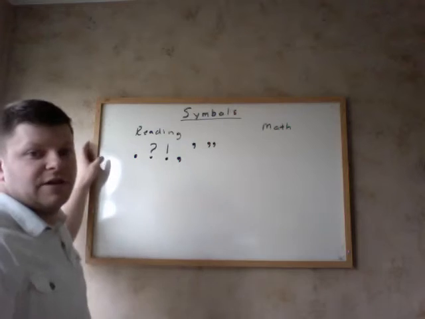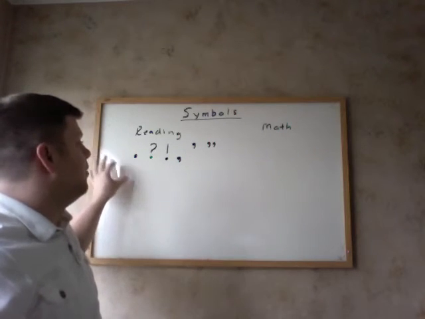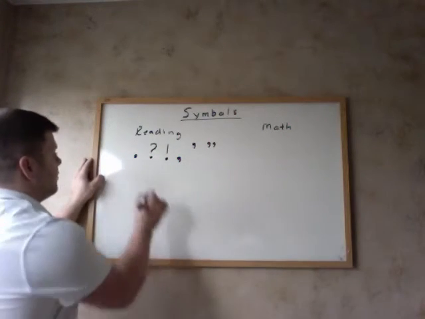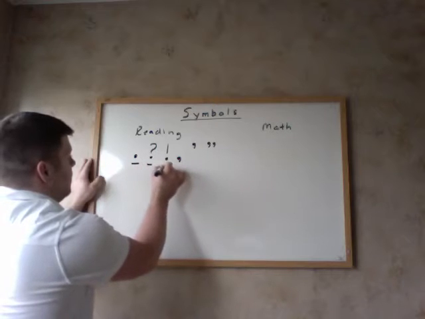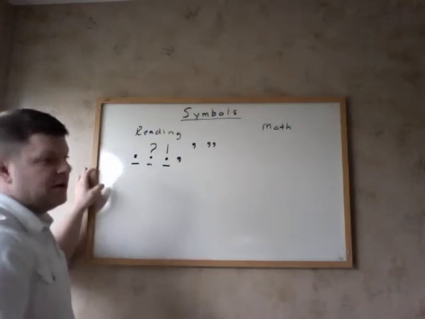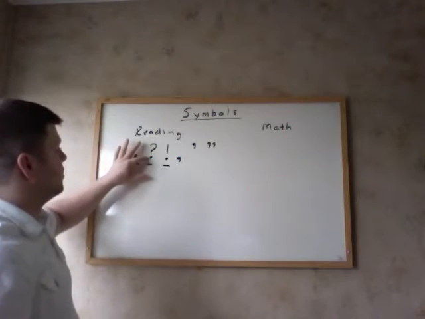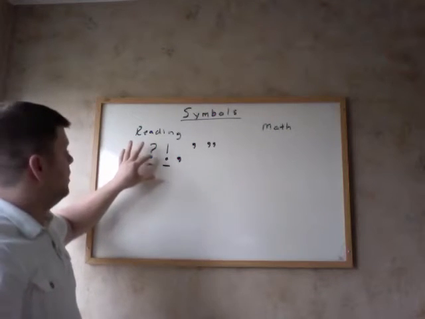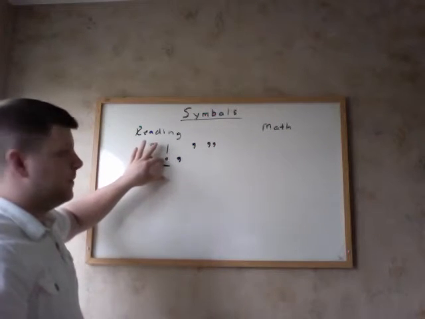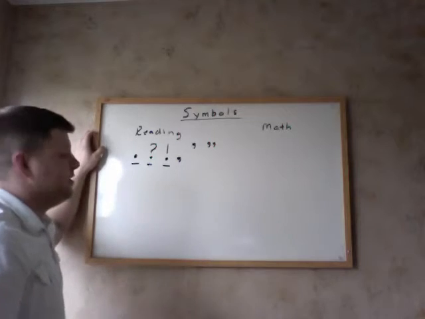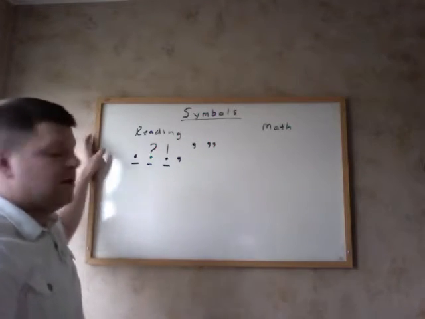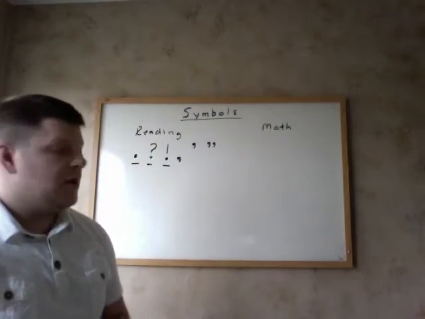All of these symbols have different meanings. Some of them have more than one meaning. Let's just look at the first three to start. This mark is called a period. This mark is called a question mark, and this mark is called an exclamation point. Each of these symbols come at the end of a sentence.